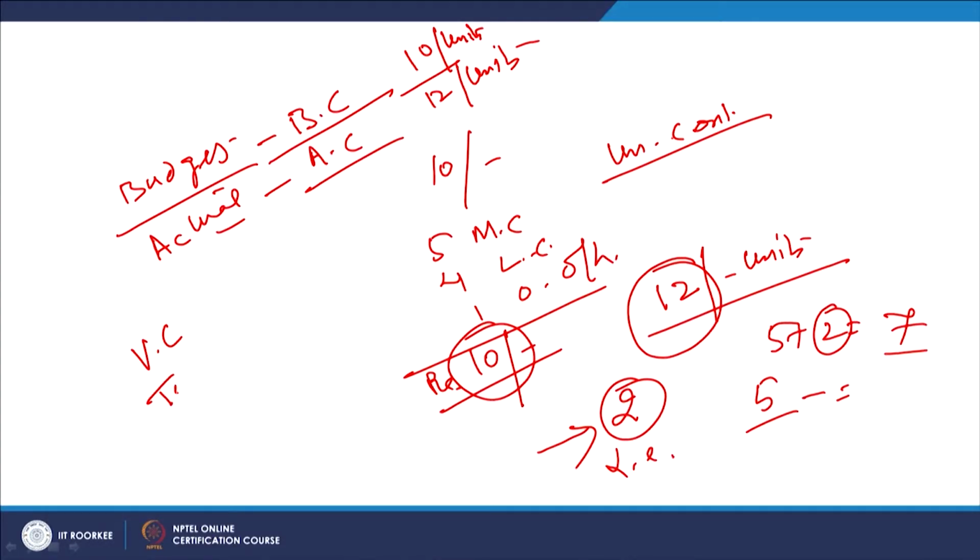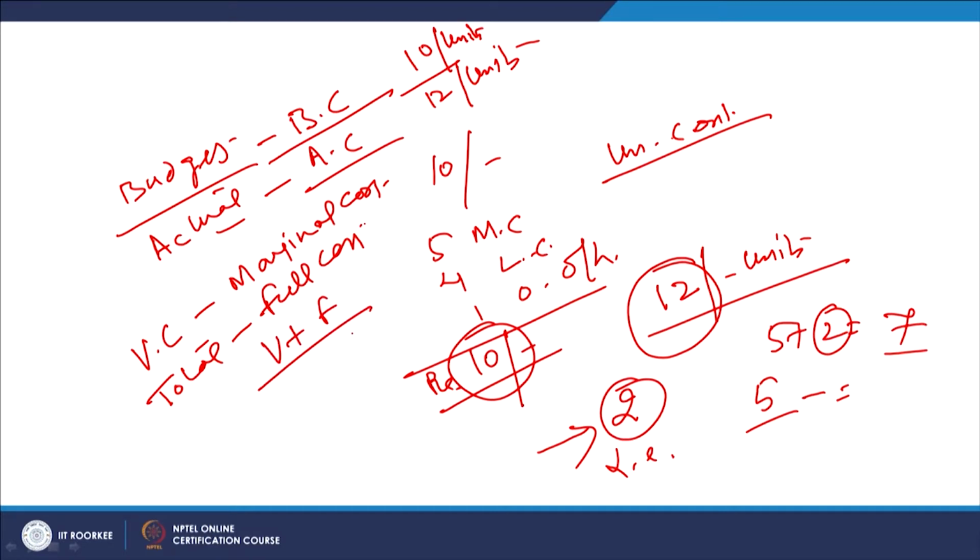Normally we will be calling these costs later on under different terminologies, that is, the variable cost and the total cost. Variable cost is also called the marginal cost, and this is the total cost or the full cost. And the full cost includes what? Variable cost plus the fixed cost. So marginal cost means the variable cost.